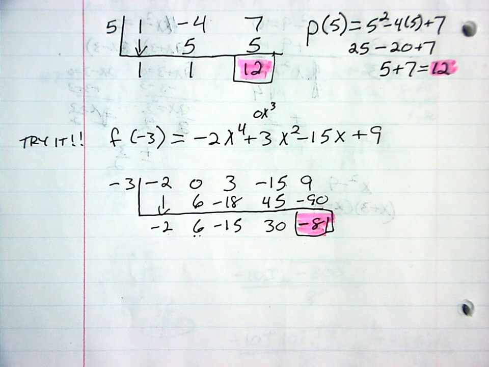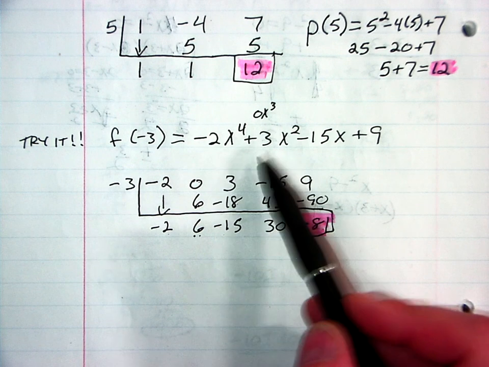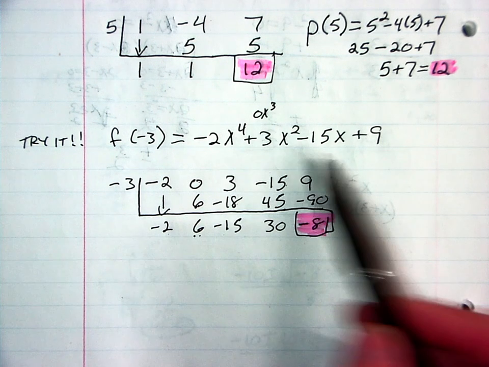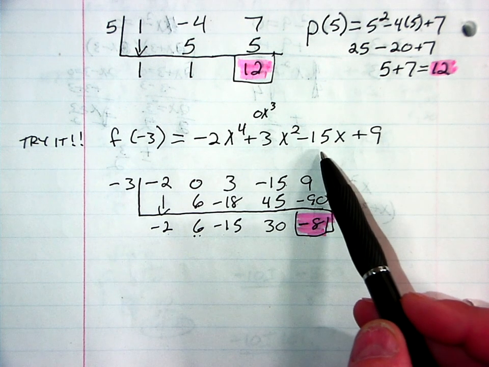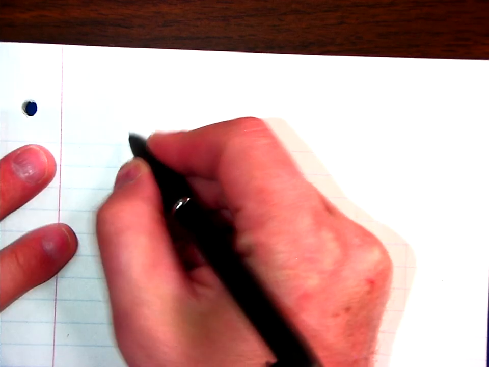Or if you really wanted to, you could have done -3 to the 4th times -2 plus 3 times 9 minus, or plus 45 plus 9. That would have worked too. Life is full of options. All right, rational root theorem. Rational means fraction. Ratio is a root word, so it means fraction.